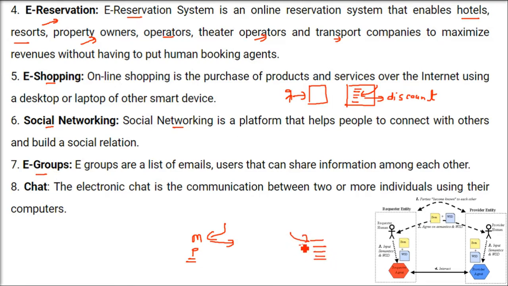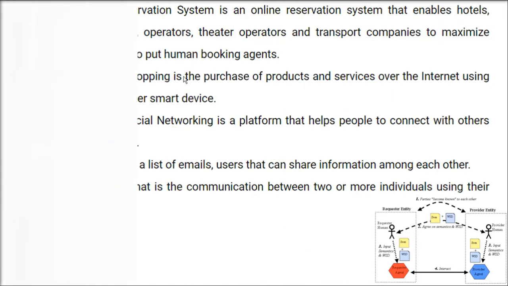E-groups, as I said, are different: you group people, and you can talk together. Chat is mainly texting. Basically, chat means communication between two or more individuals, and this chat may be formal or informal, mostly informal. So it's an electronic chat.